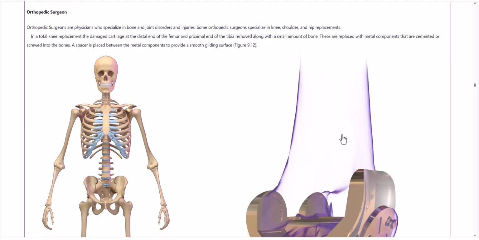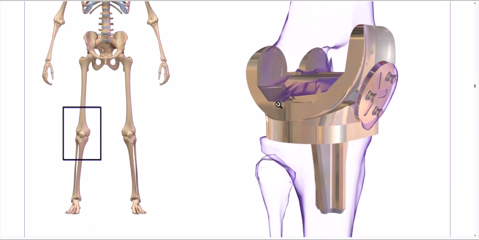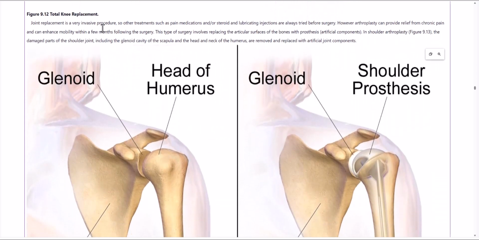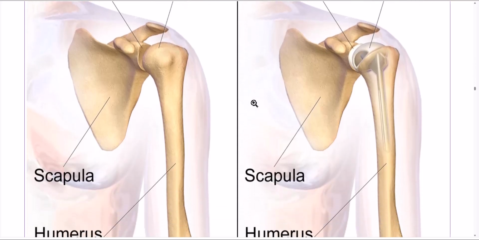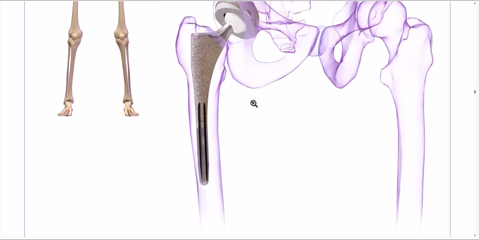When the cartilage is completely worn down and there's significant pain and dysfunction of a joint, you'll be visiting an orthopedic surgeon. Orthopedic surgeons specialize in bone and joint disorders, and oftentimes are specializing in knee, shoulder, and hip replacements and other joint replacements as well. There's some great animations and some great visuals in here to appreciate a total knee replacement or a shoulder replacement or a total hip replacement.